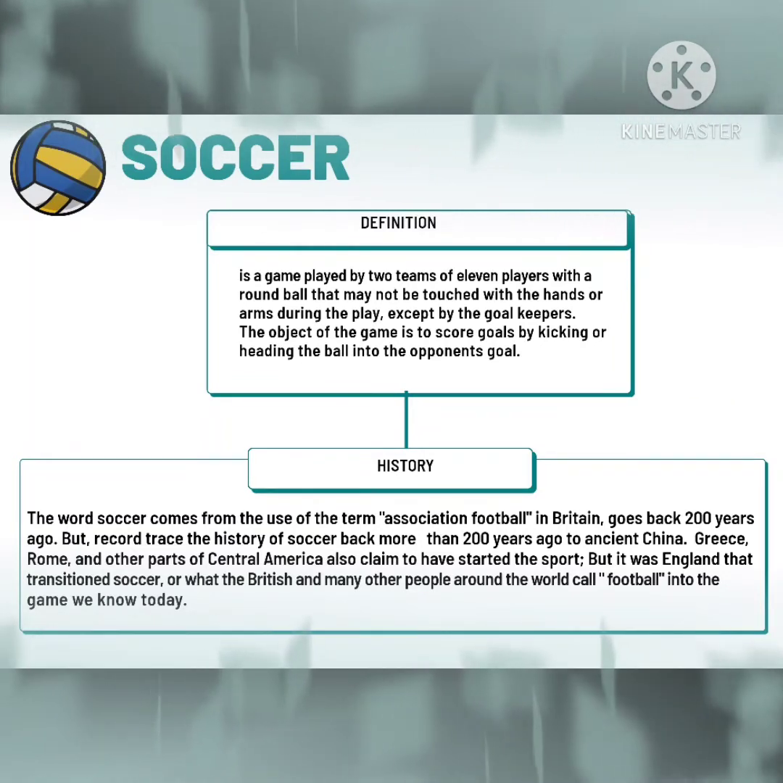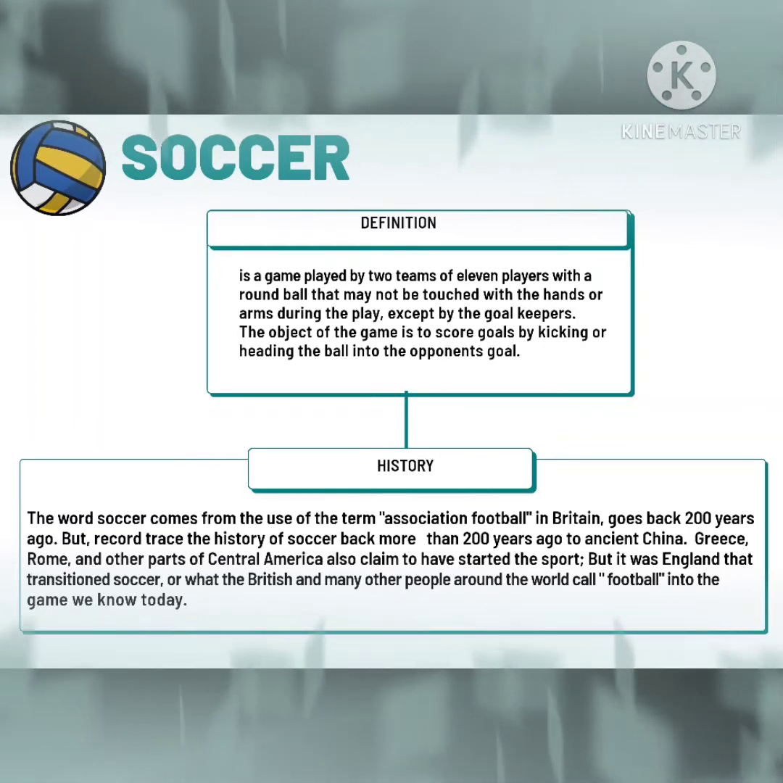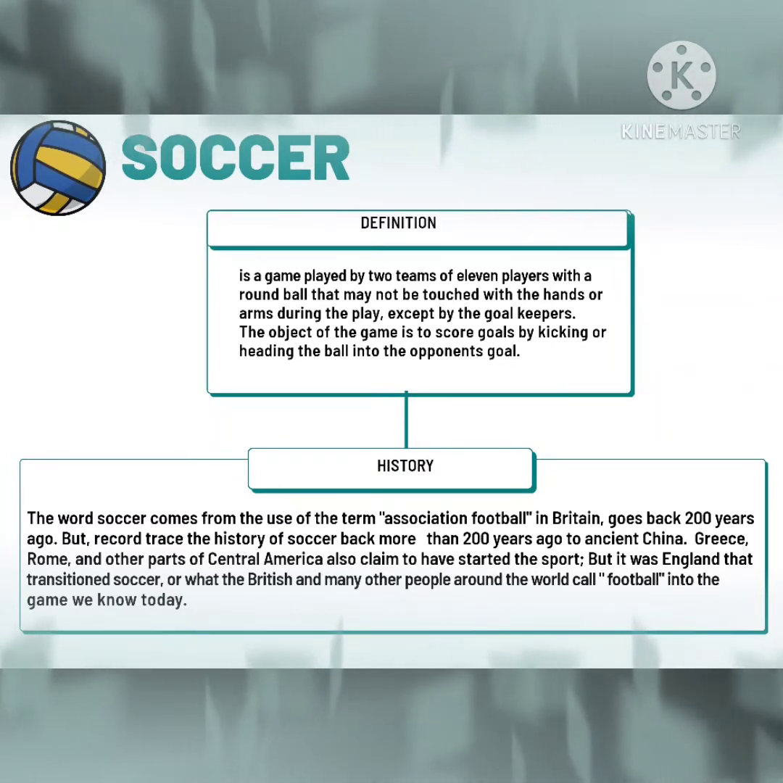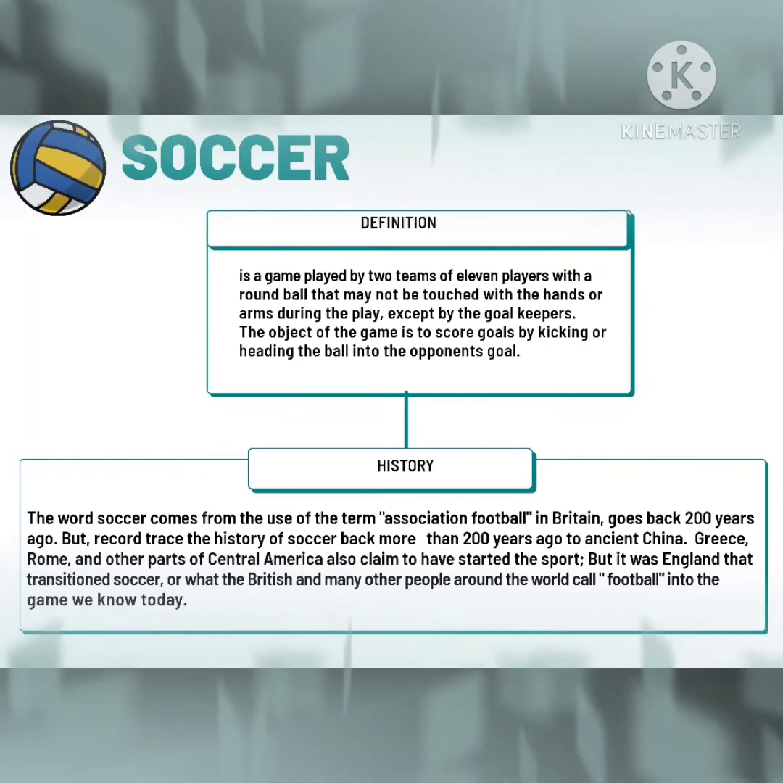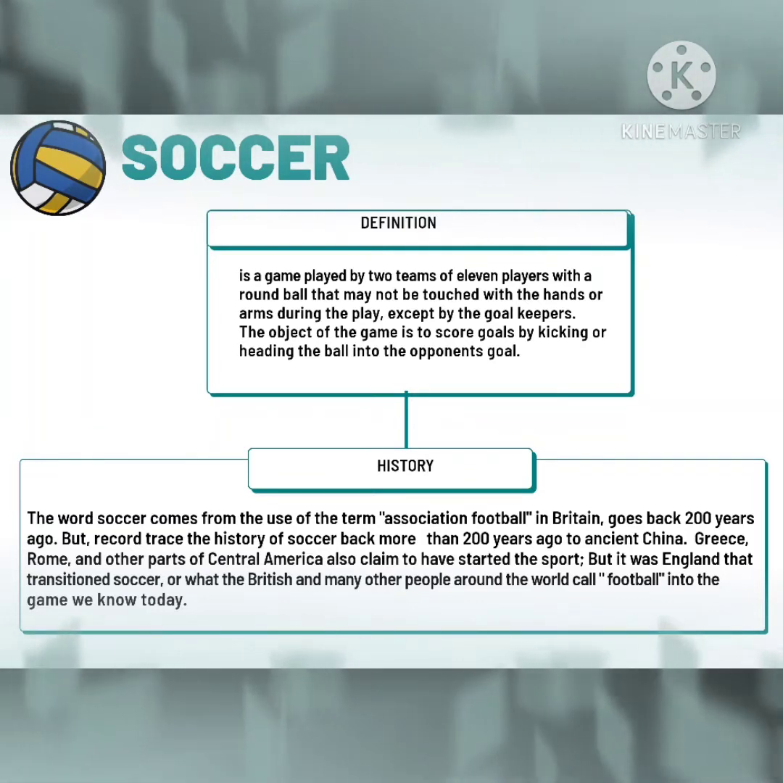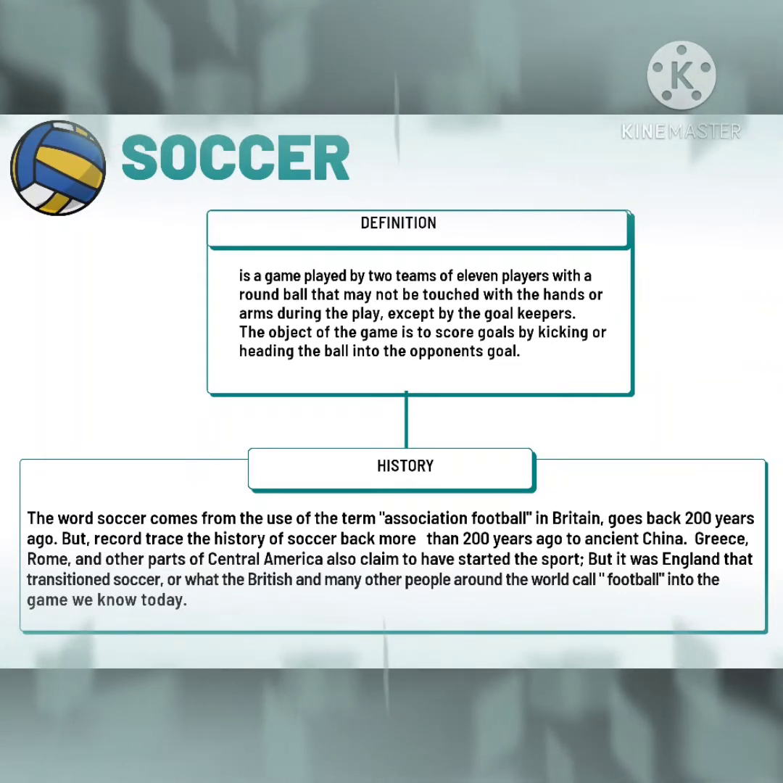Soccer is known to be the most popular game around the world. What is the reason why soccer is known to be the most popular game around the world? Because it has been played for a great time, which has helped develop soccer culture and a tradition that has been passed from generation to generation. So let's go down to the history of soccer.